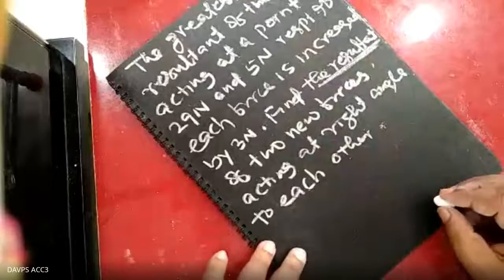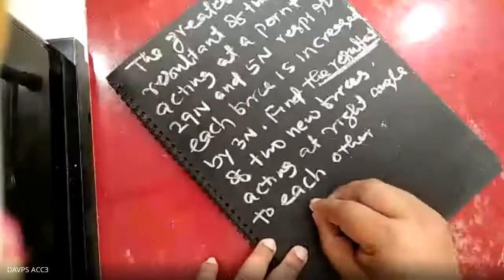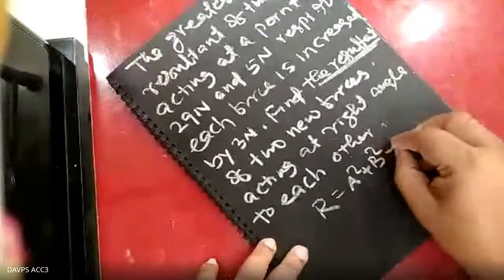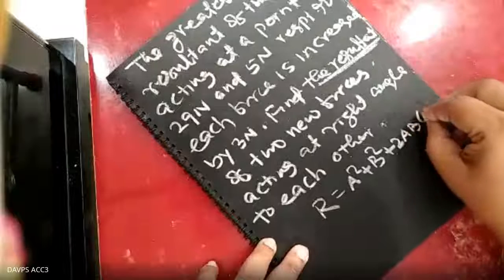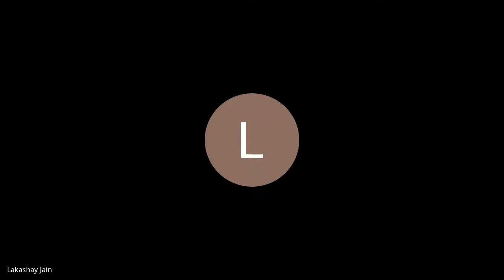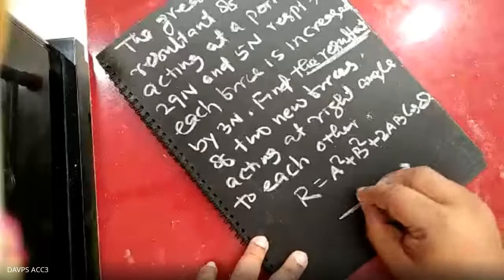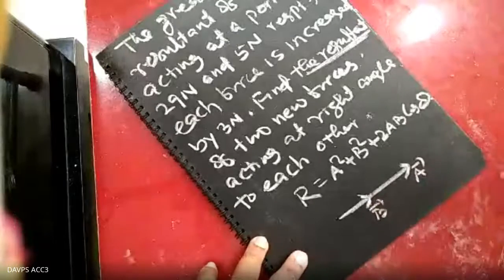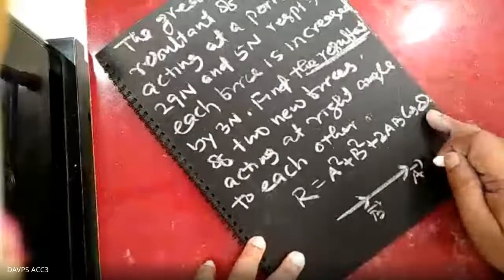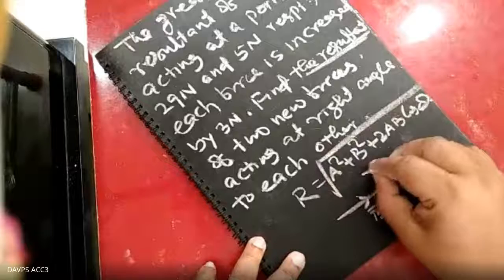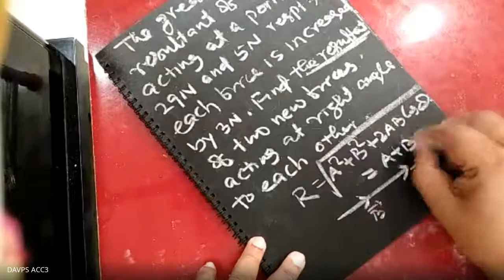What is the greatest and least? You know from the properties, R equals the square root of a square plus b square plus 2ab cos theta. What is the greatest value? When theta is 0 degree, meaning vector A is along this way and vector B is along the same direction, then you get the greatest value. Theta 0 degree gives under root of a square plus b square plus 2ab, so the greatest value equals a plus b. You know that.